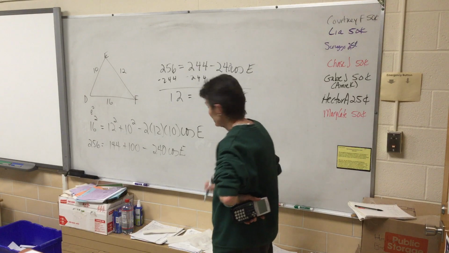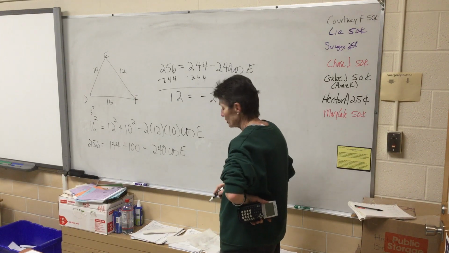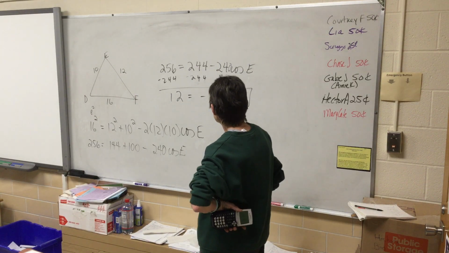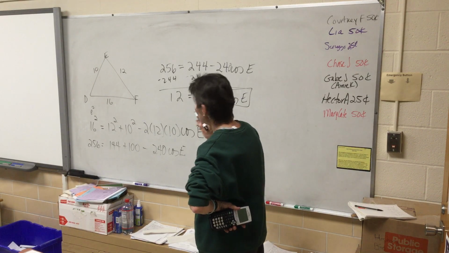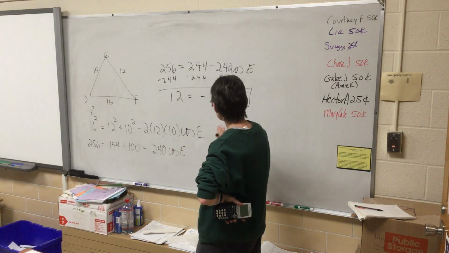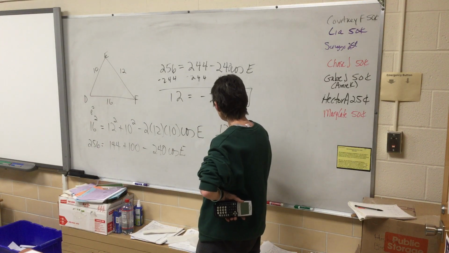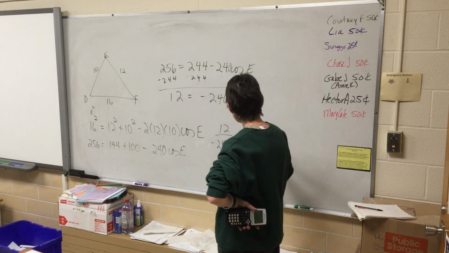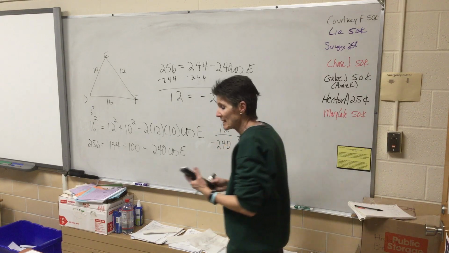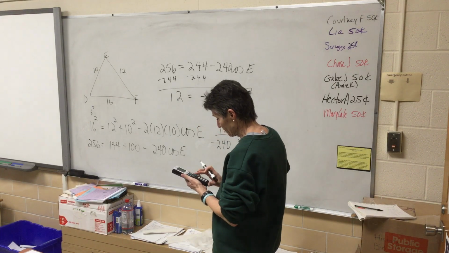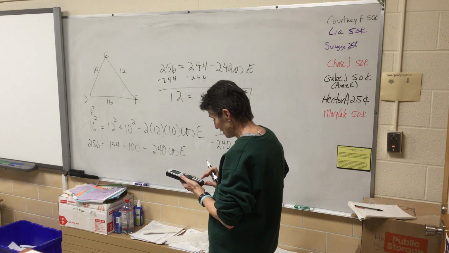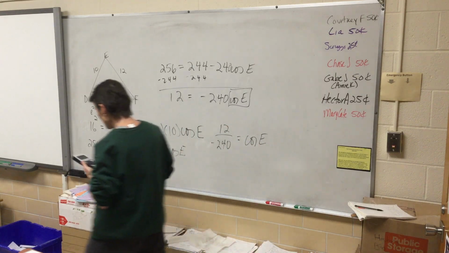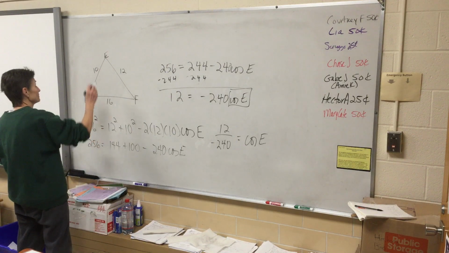Now what? This is my variable. Now what am I going to do? I'm going to divide by negative 240 first. So I have 12 over negative 240 equals cosine E. Now I will inverse cosine that fraction. So inverse cosine of 12 divided by negative 240. Don't forget to put the negative in. And I got 92.87.